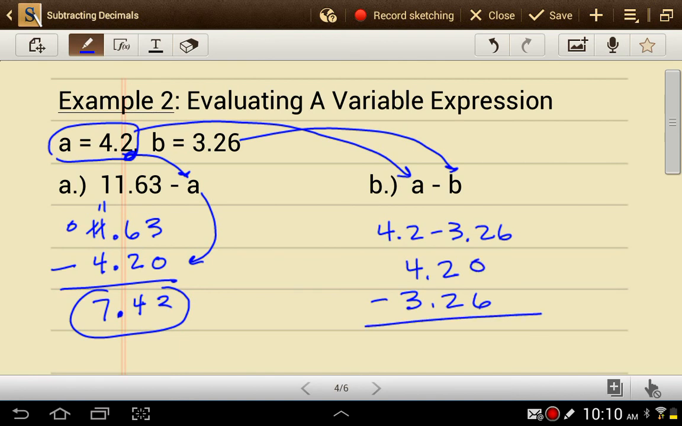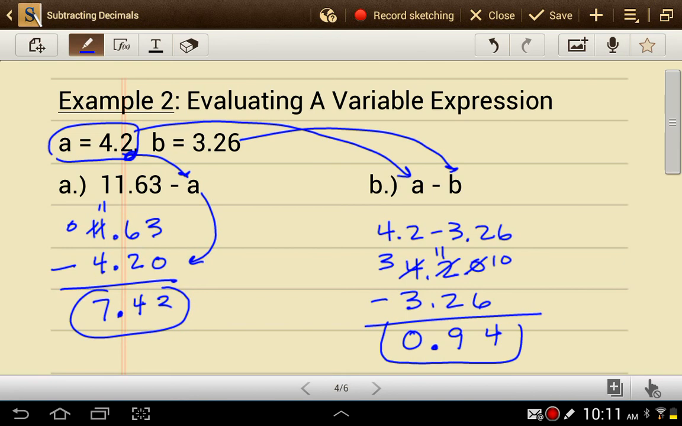Okay, that's going to become 10. I need to borrow, and that's going to become 1. 10 minus 6 is 4. I cannot do 1 minus 2, so that's going to become 11. I got to take 1 away from that, and that's going to be a 3. 11 minus 2 is 9. Decimal point moves down. 3 minus 3 is 0. So I get 0.94 or 94 hundredths.